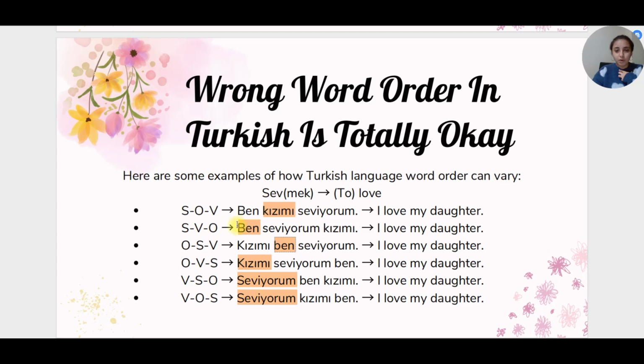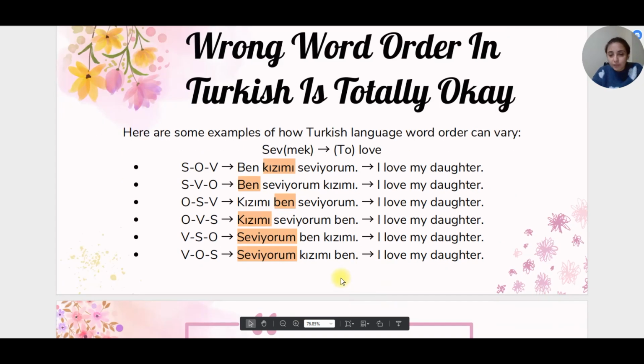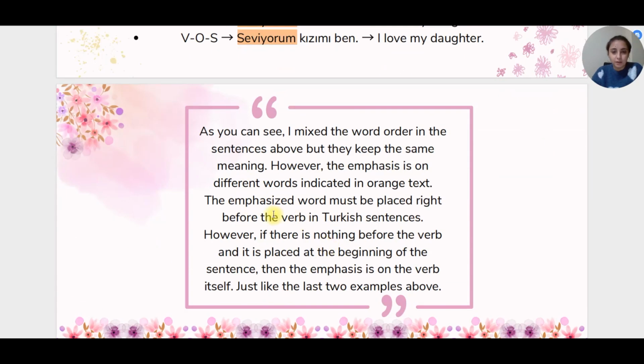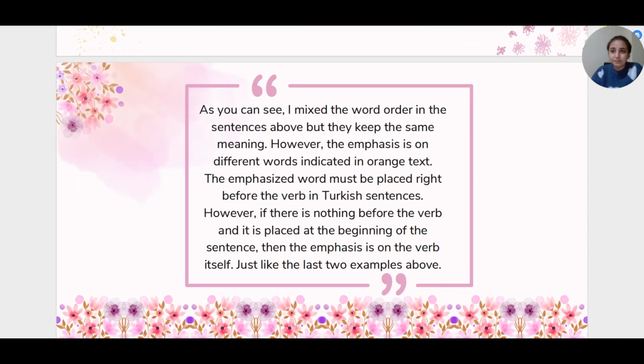And this is more poetic. Ben seviyorum kızımı. I also changed the sequence of the verb, like a poem or a song lyric. It is possible. Kızımı seviyorum ben. And this is emphasized word just before the verb sevmek. Seviyorum ben kızımı or seviyorum kızımı ben is also poetic and lyric words like that. And it will be more clear with this next slide.